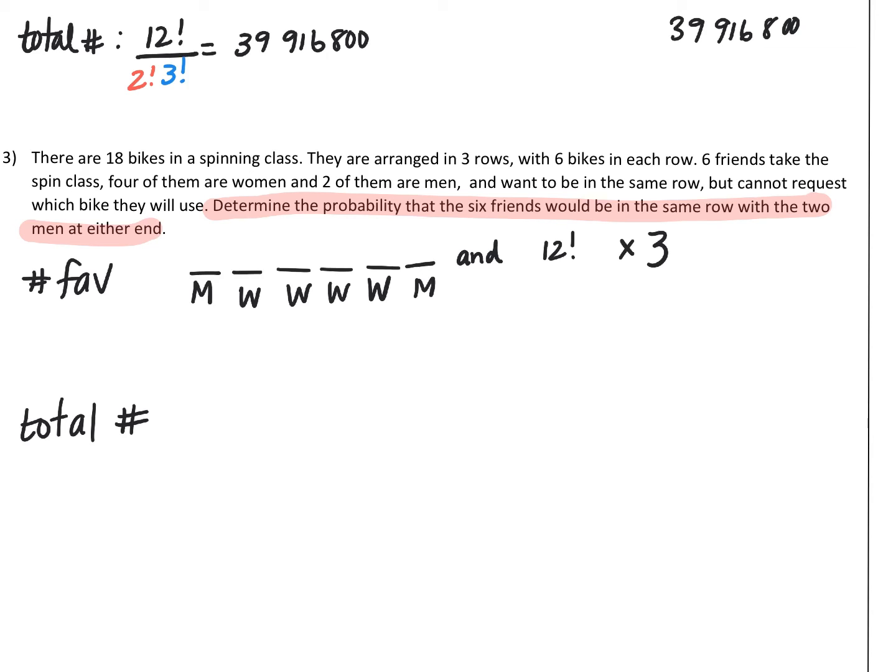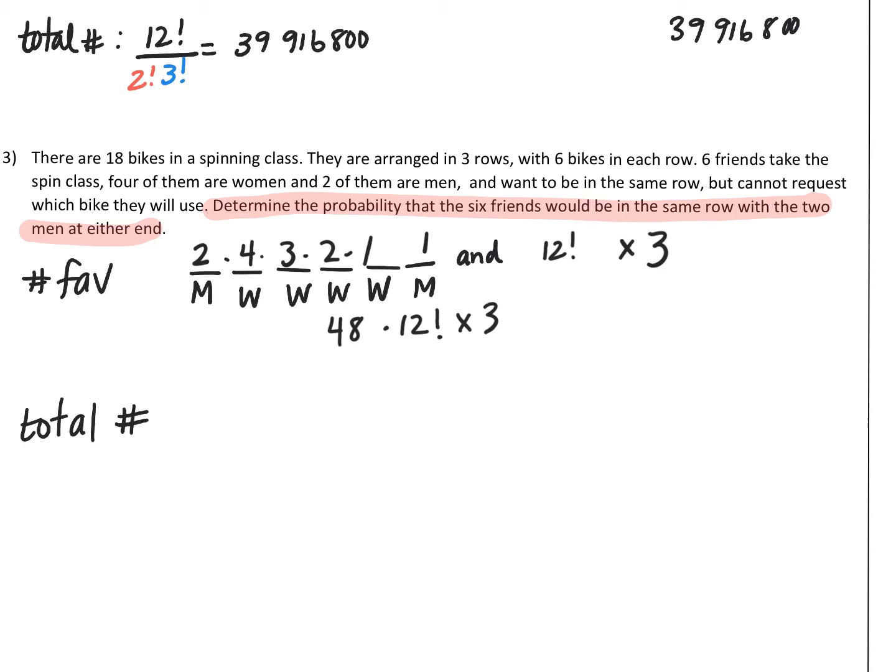So if we look at how we can arrange our men and women, there's 2 men, so we'd have 2 and 1, and then we have 4 women, 4, 3, 2, 1. Okay, so that is my number of favorable outcomes. So this comes out to be 2 times 4 times 3 times 2 times 1 times 1 is 48 times 12 factorial times 3.